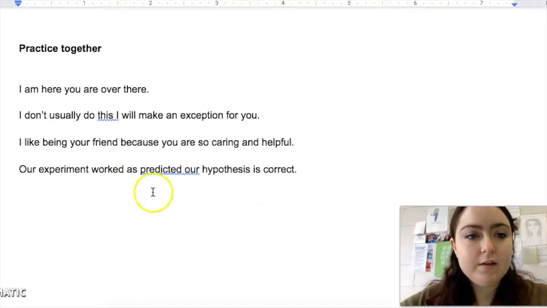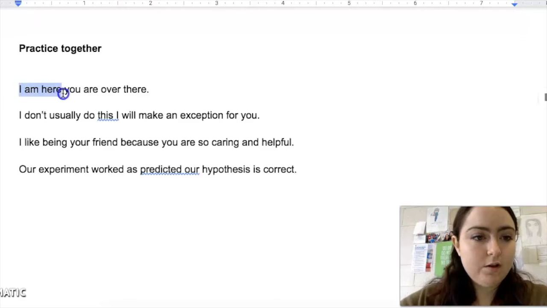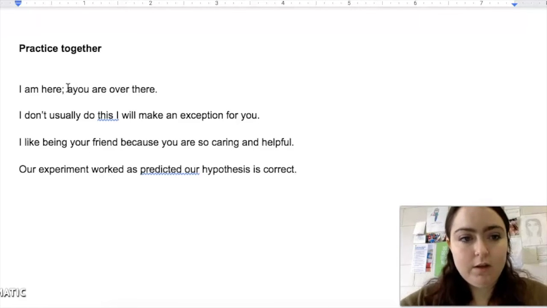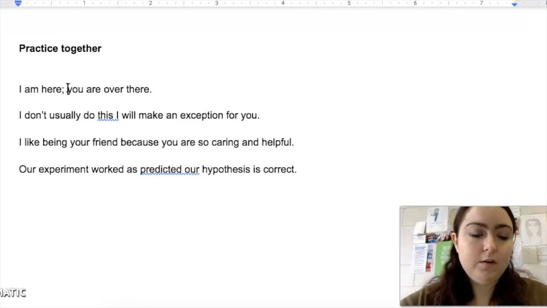All right, so let's practice this together. I am here, you are over there. All right, our first clause ends here. Our second clause starts here. We don't really need a conjunction. We can just put a semicolon here and call it a day. If we wanted to add in a conjunction with this, could we use and? No, because you don't use it with semicolons.